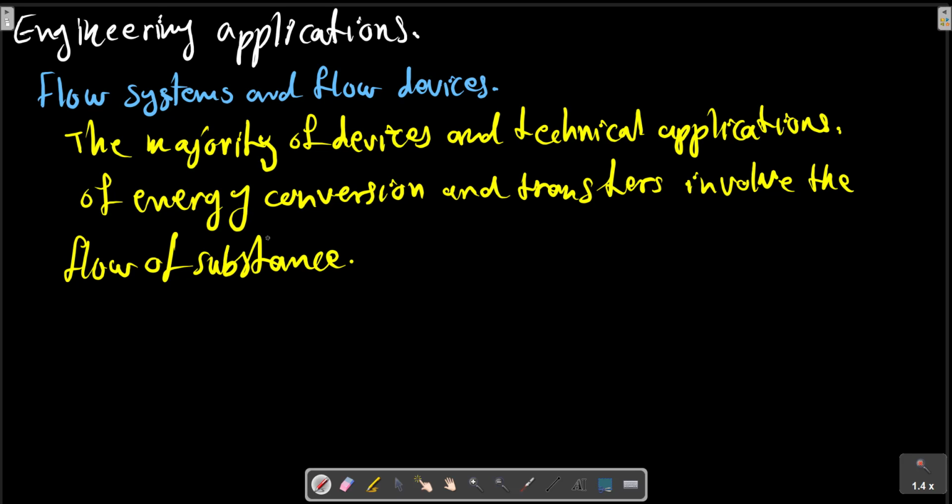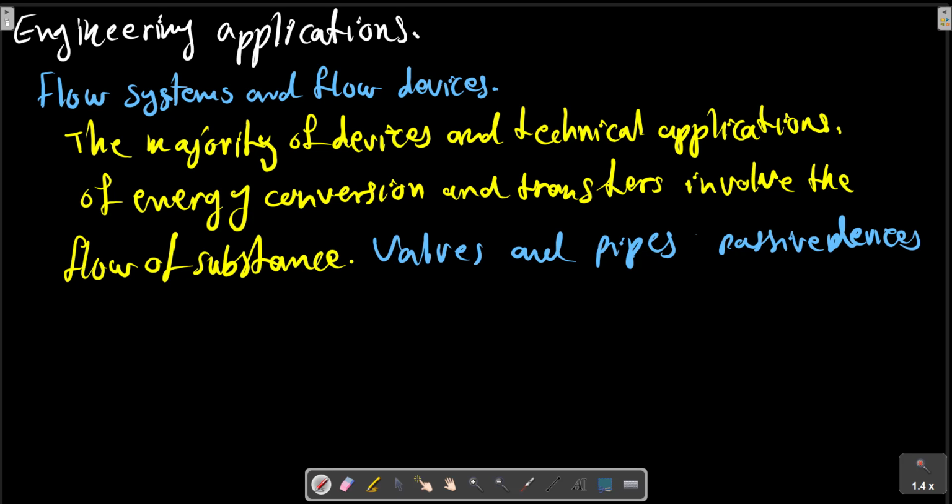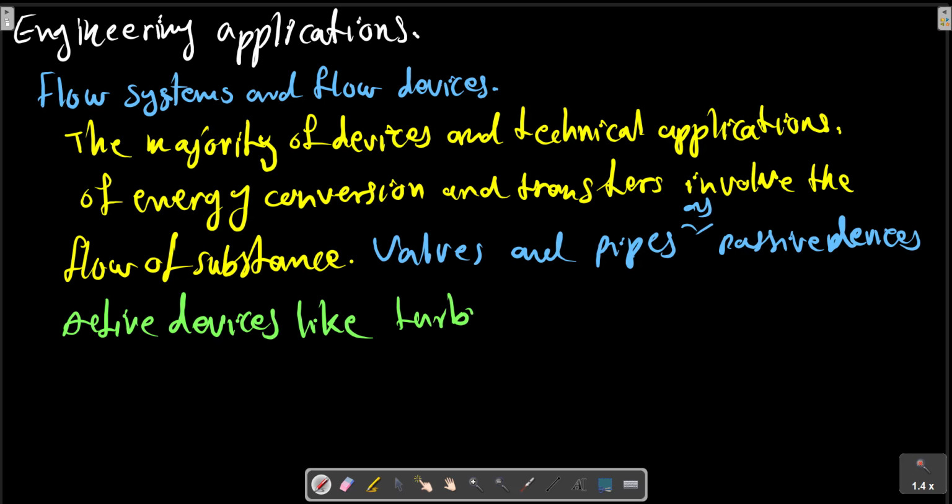They can be passive devices like valves and pipes, and active devices like turbines and pumps that involve work, or heat exchangers that involve heat transfer in or out of the flowing fluid. Passive devices are nozzles, diffusers, and valves or throttles.